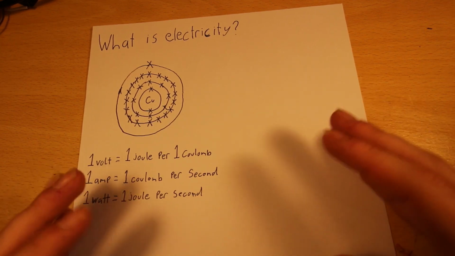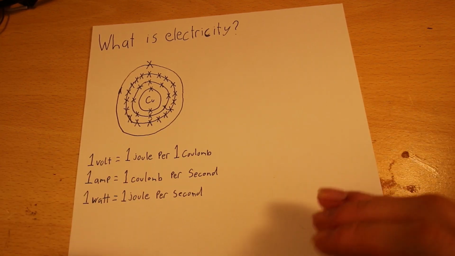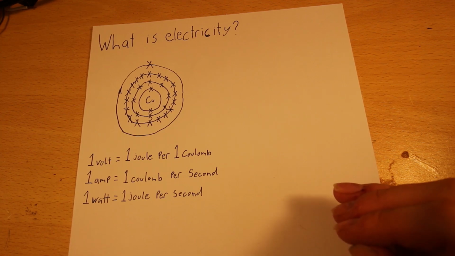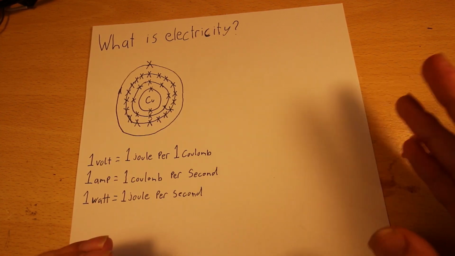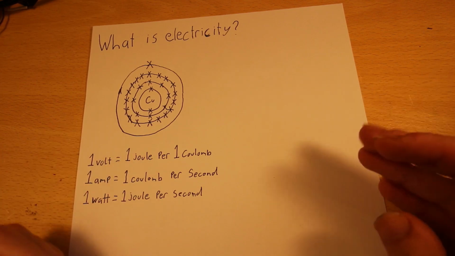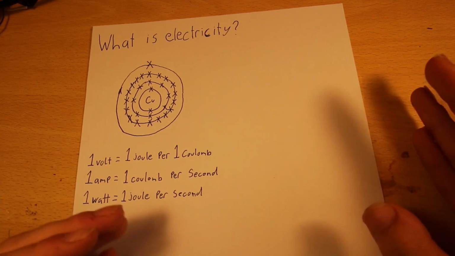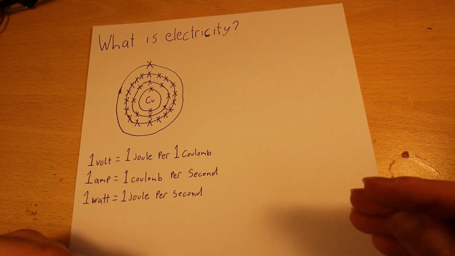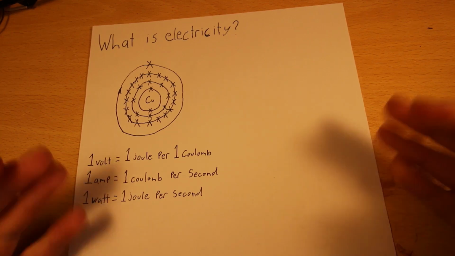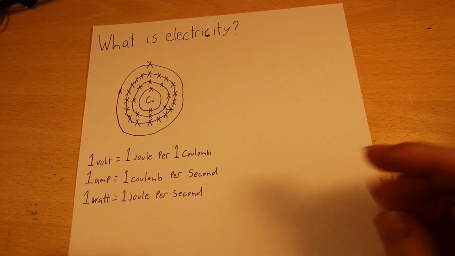The most basic question, what is electricity? At its most basic, electricity is just the flow of electrons from one point to another. They flow through a material, usually a wire in most cases, but it can be anything. I'll get onto that in a second.